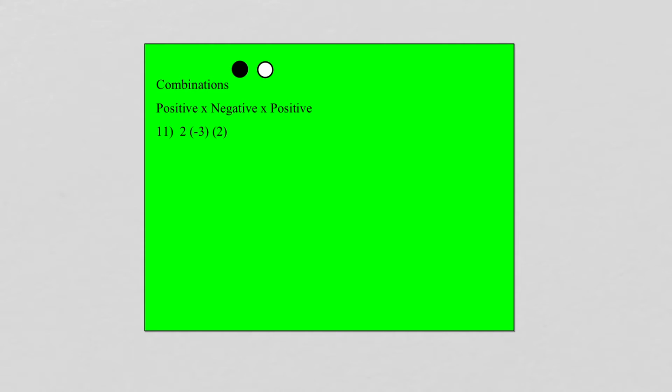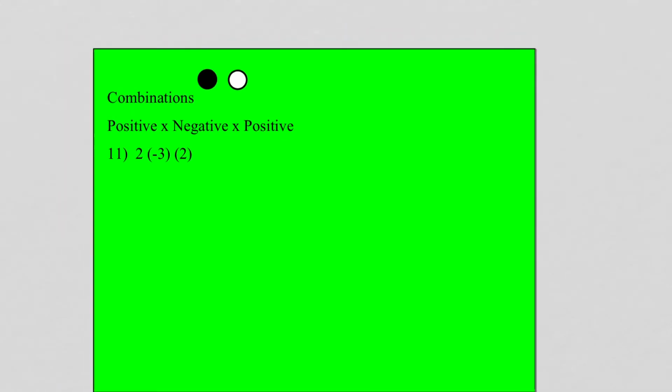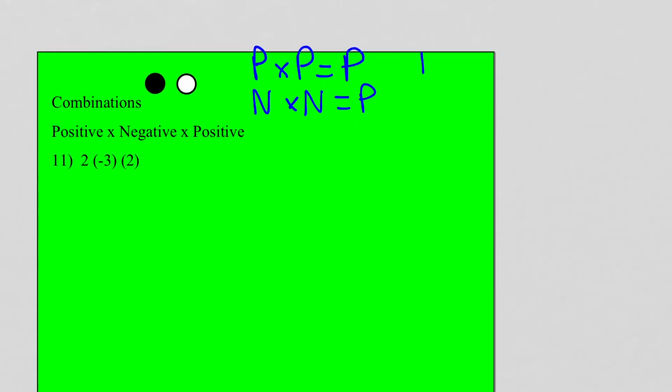Now in part 1 of multiplying integers, we discovered some of the rules for multiplying integers. We discovered that if you have a positive times a positive, that equals a positive. And if you have a negative times a negative, that also equals a positive. And then we also discovered that if you have a positive times a negative, that equals a negative. And if you have a negative times a positive, that equals a negative.